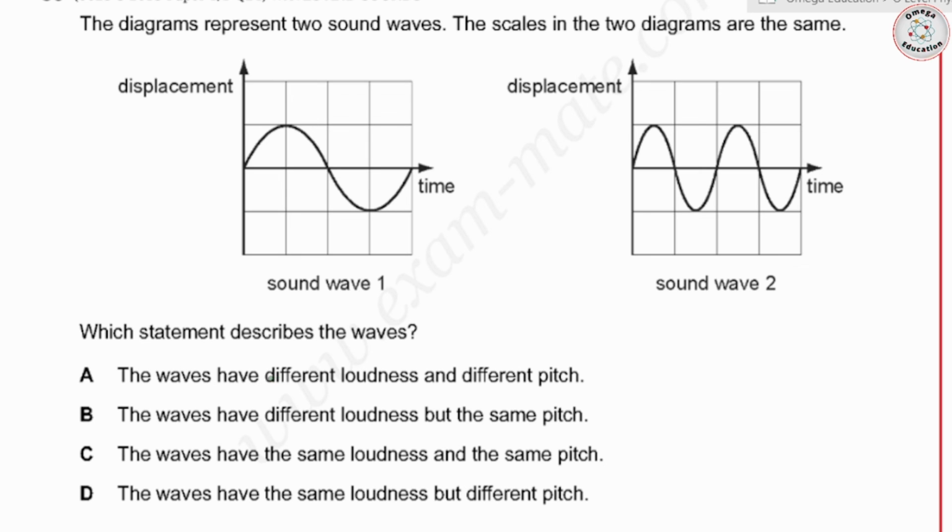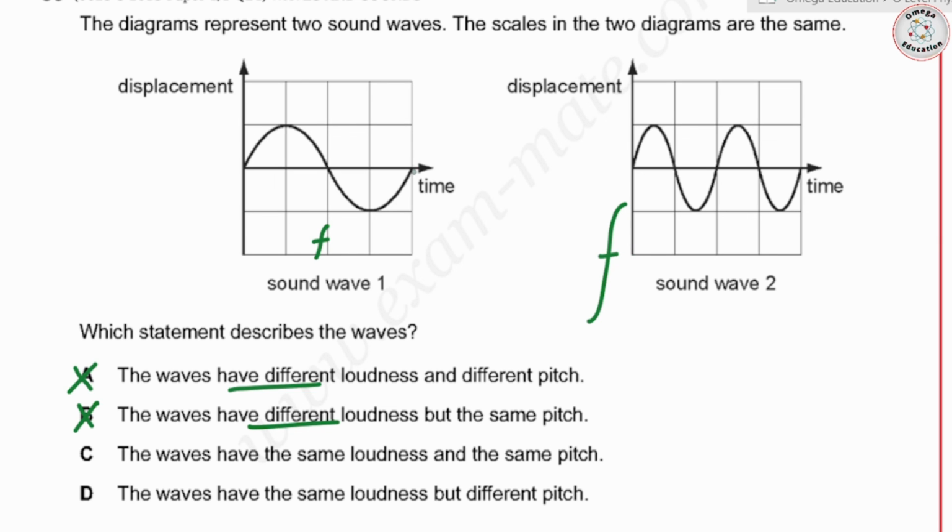So both these options, A and B, you can throw them in the recycle bin, because A and B say the two waves have different loudness. If the amplitude is same, they would be having same loudness. What's the difference? The difference is in the frequency. This one has low frequency and this one has high frequency.